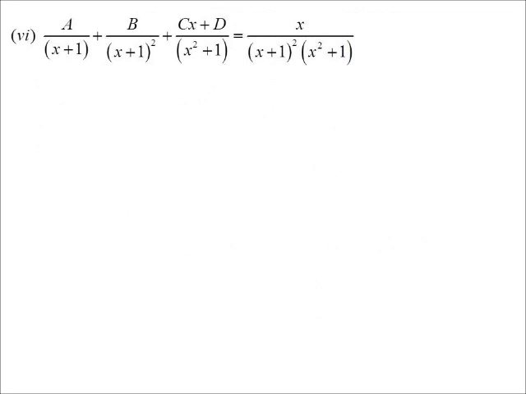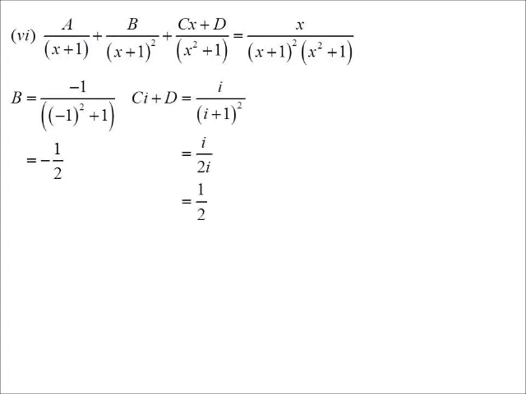So here we go with this one. It'll be b that I'll find when I sub in negative 1, because it's the higher power. So b will be minus a half. For cx plus d, I could substitute in i. That'll make the denominator equal to 0. So that one's not too bad. ci plus d is a half. So that tells me that c equals 0, d is the half.